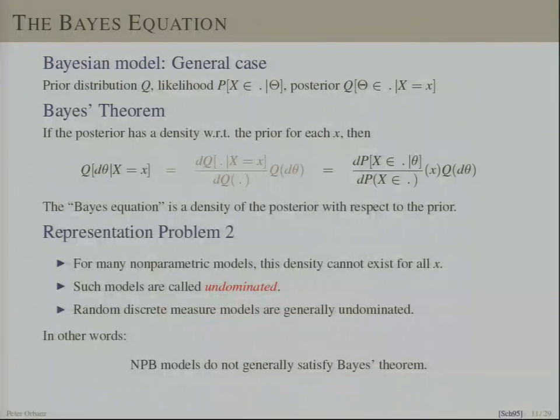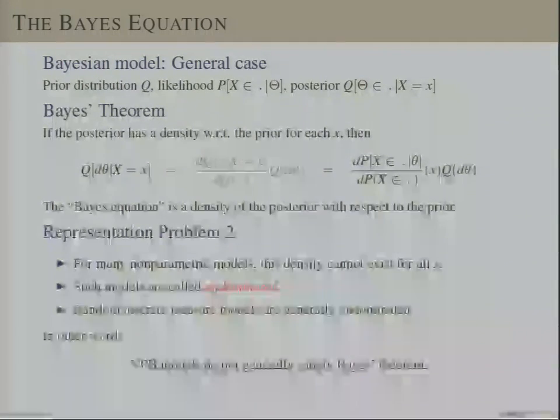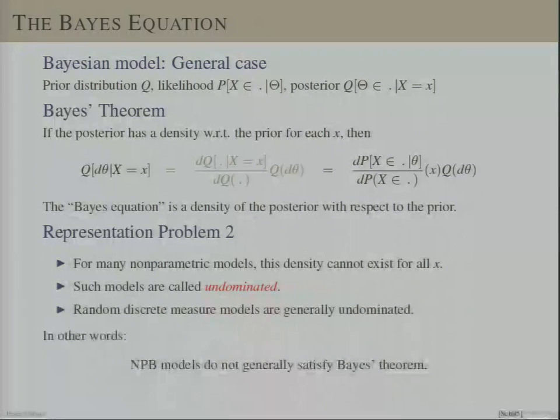In general, a Bayesian model is given by a prior distribution, a likelihood, and a posterior. And these are simply defined as conditional probabilities. So we have a data random variable, we have a parameter random variable, and then we have the distribution of this parameter random variable.